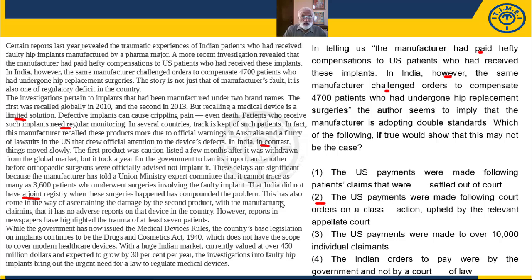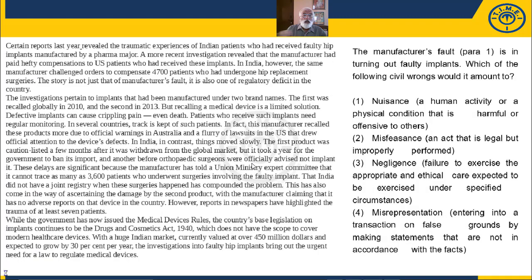Let's look at the next question. Now the next question tells us the manufacturer's fault is turning out faulty implants, as we know in para 1, right? So you realize over here we are talking about the manufacturer's fault in turning out faulty implants. Which of the following civil wrongs would it amount to? So if you're saying that they had violated a duty towards somebody, what would that violation be? Does it amount to nuisance? But nuisance is a human activity or a physical condition that is harmful or offensive to others.